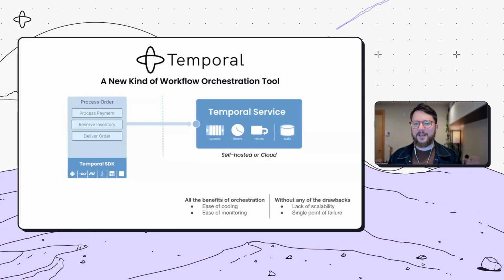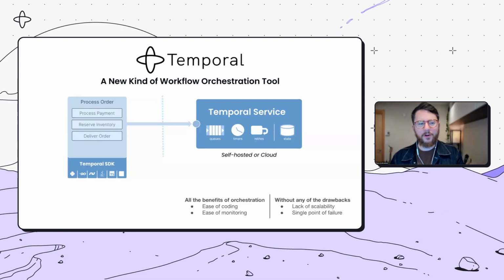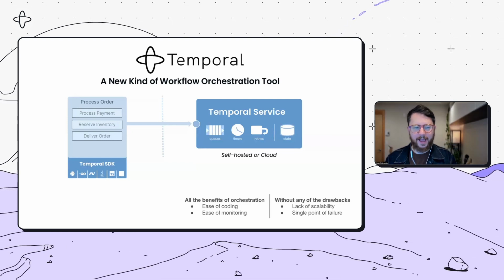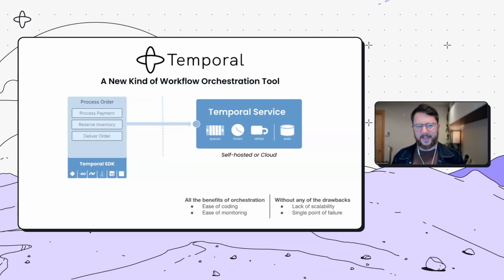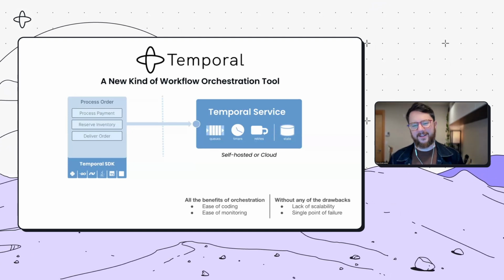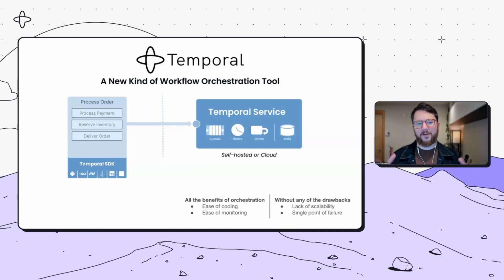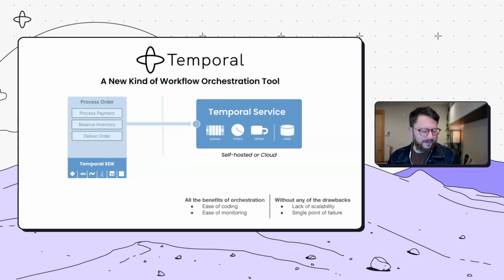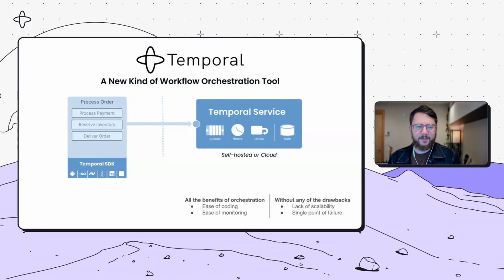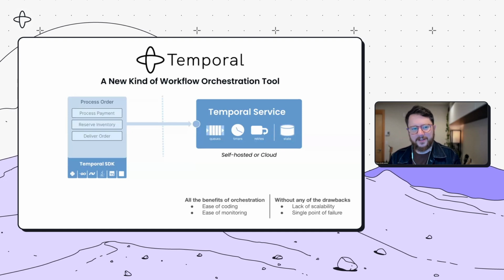Okay, so Temporal is orchestration. It's a new kind of workflow orchestration tool. Temporal allows you to code reliable, scalable business transactions without having to worry about queues and events. It eliminates your requirement to add complex logic around retries. You get that for free. It also allows you to avoid complexity around rollbacks or compensations or managing state machines.